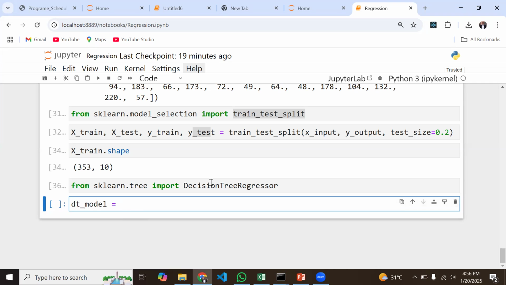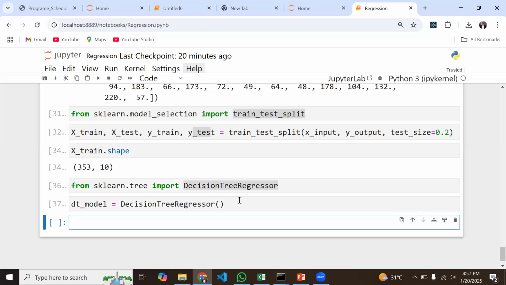Is going to be equal to, just as we did before, we just bring this and instantiate it this way, okay? So this is going to be the decision tree, and not the decision tree classifier, but the decision tree regressor, okay? Because we have some numerical data for our outputs. So this one looks good. And then let's run this.